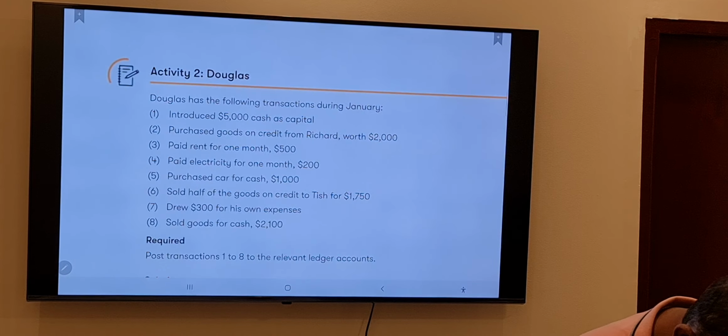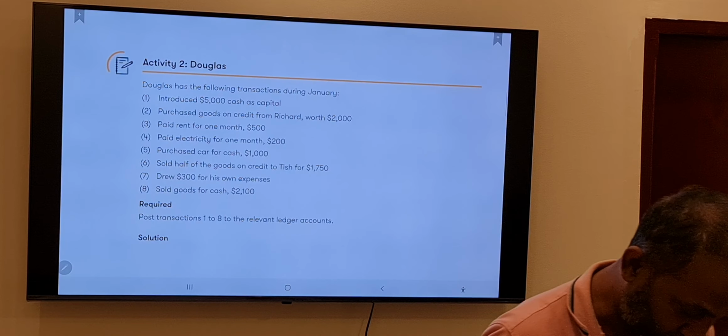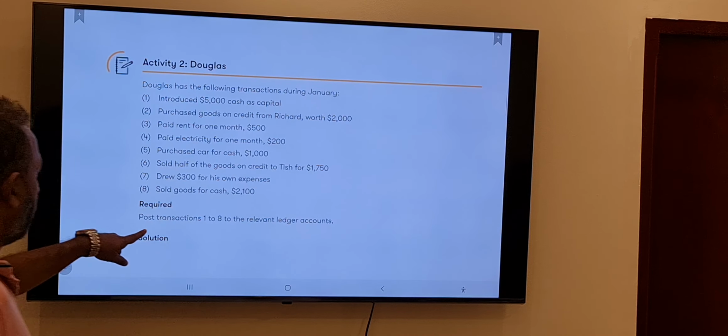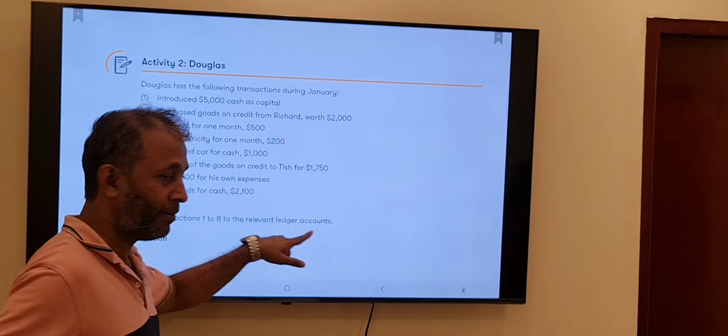Can we try this question now? Douglas has the following transactions during January. Introduced 5,000 cash as capital, purchased goods on credit from Richard worth 2,000, paid rent for 1 month 500, paid electricity for 1 month 200, purchased car for cash 1,000, sold half of the goods on credit to Tish for 1,750, drew 300 for his own expense, sold goods for cash 2,100. Required to post transactions 1 to 8 to the relevant ledger accounts.